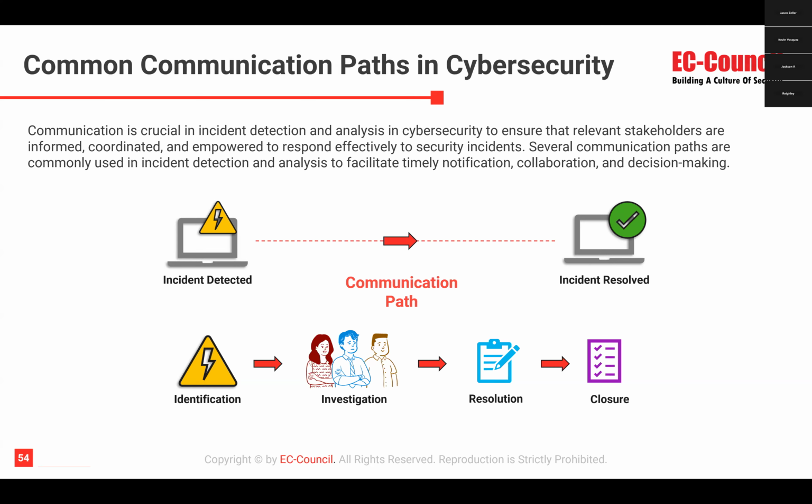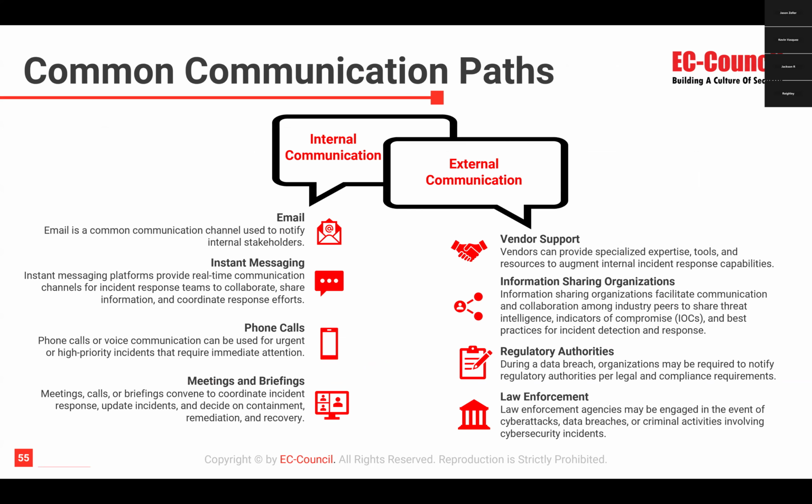It's kind of a real life version of doing that. Common communication paths go by email, instant messaging, phone calls, meetings or briefings. On the external side, you're going to be working with your vendors. You may need to work with law enforcement. That's probably the biggest one. Any kind of regulatory authorities, et cetera. And the nice ones are any information sharing organizations.